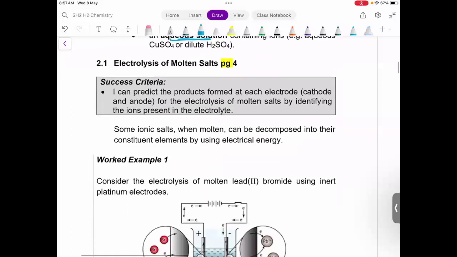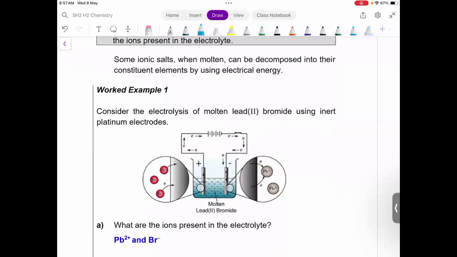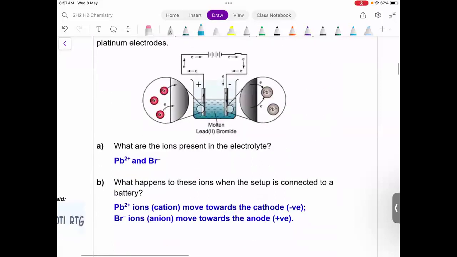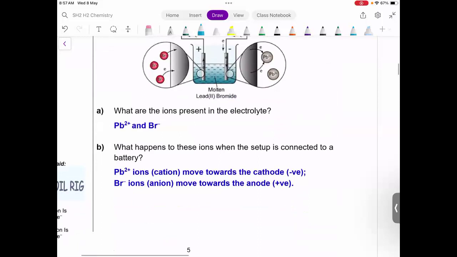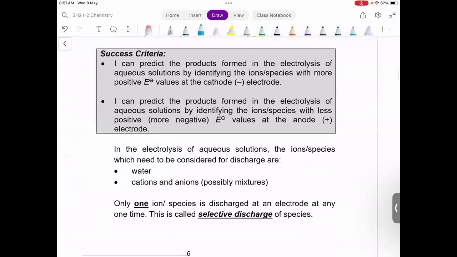So page 4, very straightforward. You are working with molten salt, and there's only one salt. So very easy. Cathode, there's only one cation to consider, lead 2+. Anode, there's only one bromide ion to consider to be oxidized. JAE students, you have learned this also, right? Okay, so this one I can speed past. Very happy. So let's look at page 5.